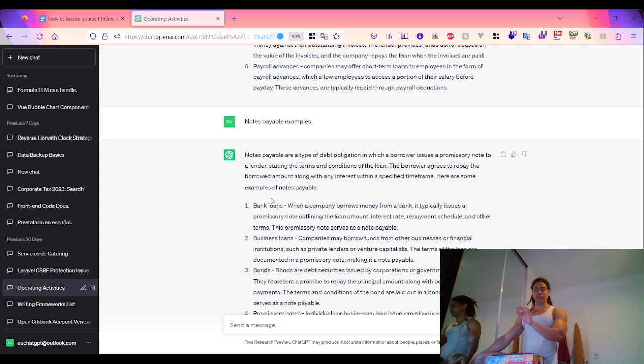Because right now this is more for the operating activities, and then I need to look at the financing and investing activities, which are the three aspects that the cash flow statement analyzes. Okay, so the most common operating activities that we have are the operating assets and operating liabilities.